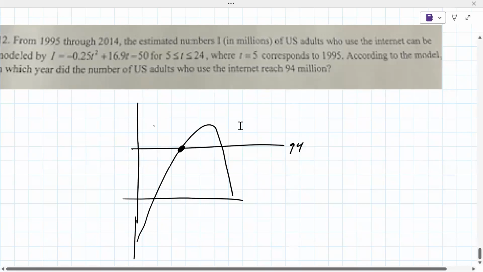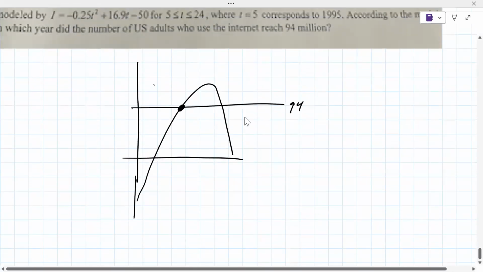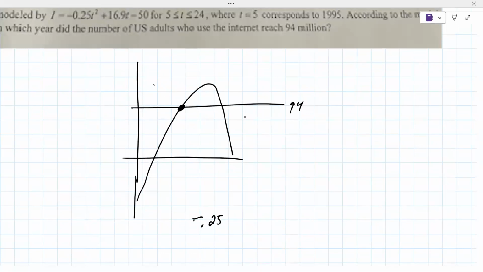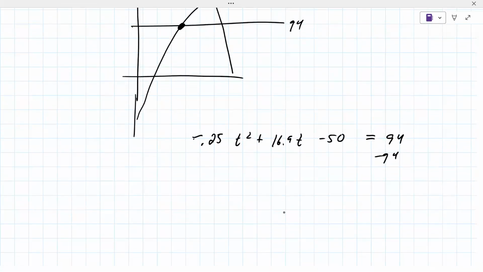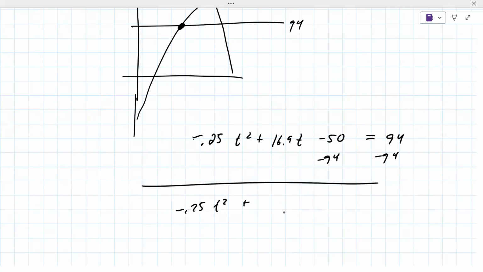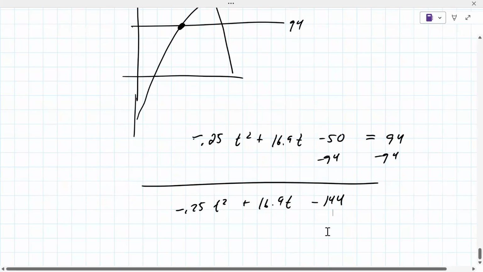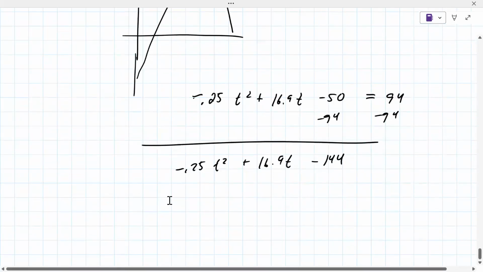Okay, so the way you would solve this by hand is you set the equation minus 0.25 t squared plus 16.9 t minus 50 equal to 94. And okay, maybe this can be done by hand. So we're going to subtract 94 from both sides. Minus 0.25 t squared plus 16.9 t minus 144. And then you factor out this.